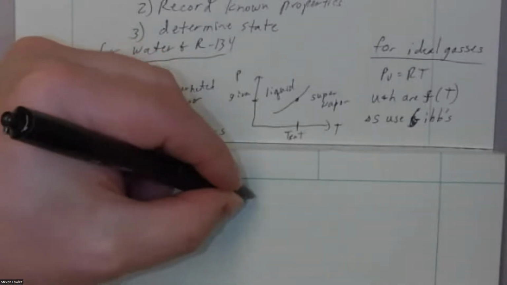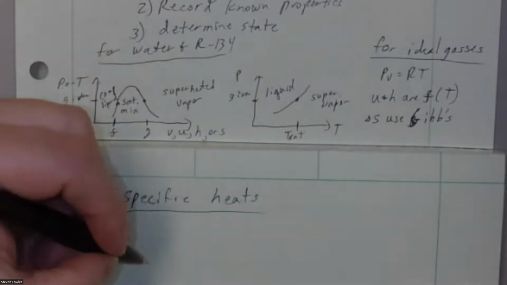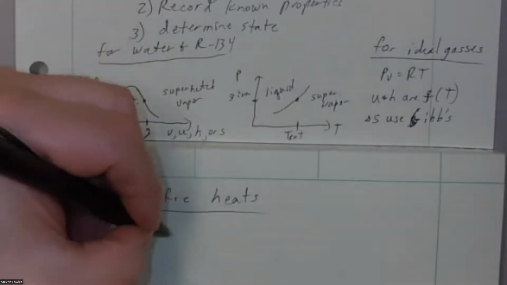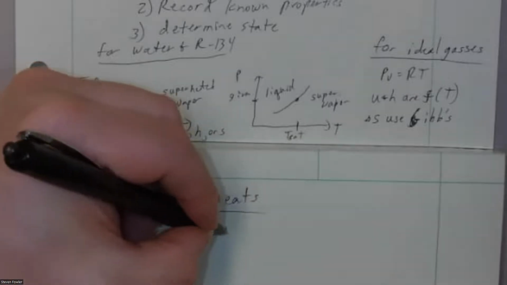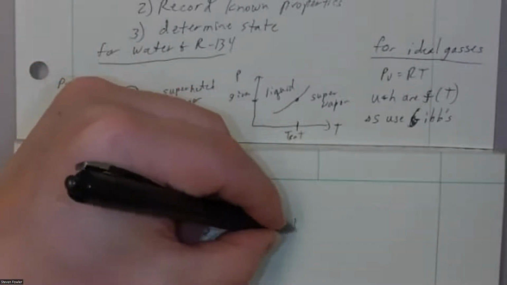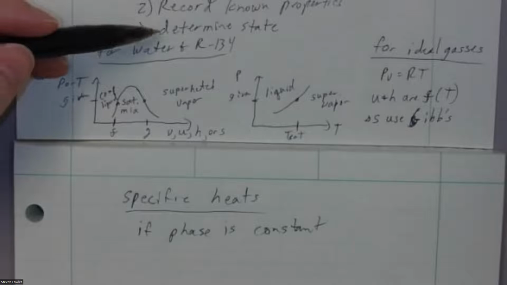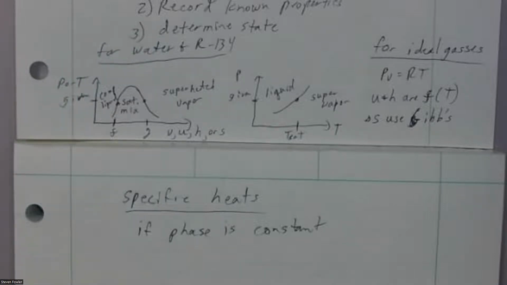So we talked about specific heats. Again, if phase is constant, well, how do I know that? Well, you need to know the state of your system. That's step number 3, right? You know the state of your system. So don't use specific heats for something like water or R134, where there's a good chance it could change phases on you, unless I know specifically that it's going to stay liquid or stay vapor between the states.